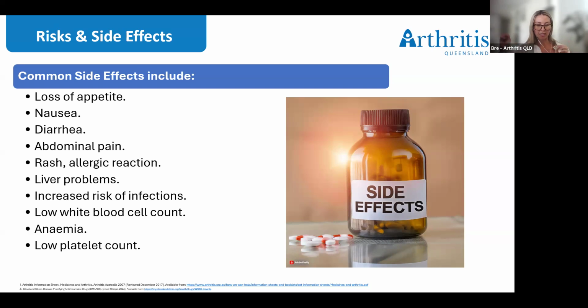As you know, inflammatory forms of arthritis are autoimmune conditions, so the immune system is attacking your joints and your body. These medications will suppress your immune system, and because of that, people can be immunocompromised when taking these types of medications. That's why some people are more susceptible to illnesses and infections. They can also cause a lower white blood cell count, anemia and a low platelet count as well.